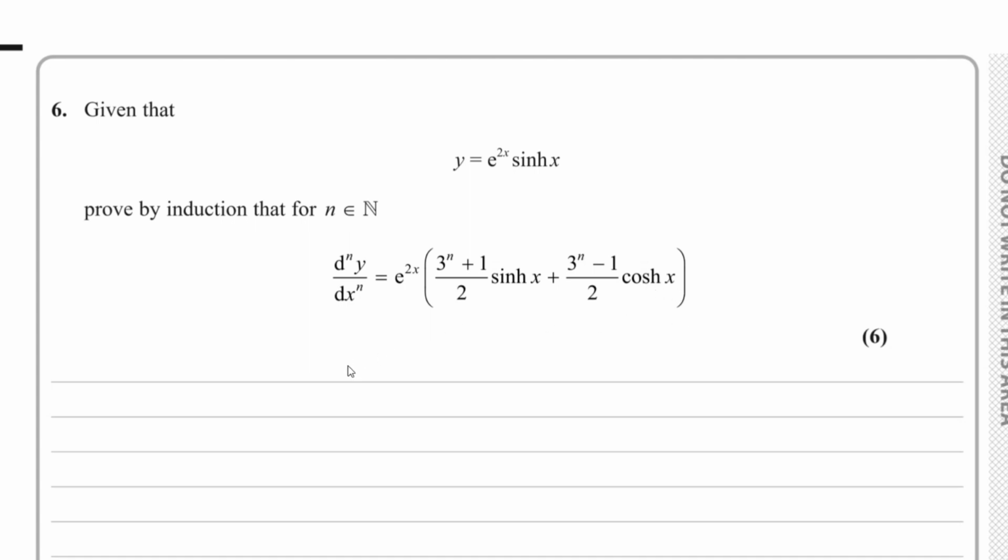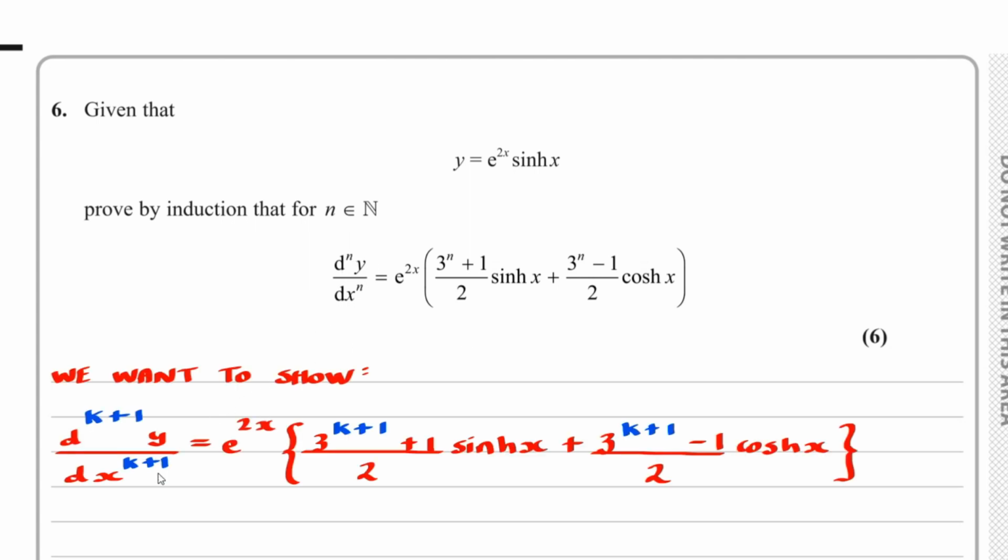Now at this point I think it's a good idea to state what we want to show. Ultimately we want to replace the n with a k plus 1. So that leaves us with d^(k+1) y over dx^(k+1) equaling e to the 2x multiplied by (3^(k+1) + 1)/2 multiplied by hyperbolic sin x plus (3^(k+1) - 1)/2 multiplied by hyperbolic cosine x. We've replaced the n with a k plus 1. This is what we want to show.